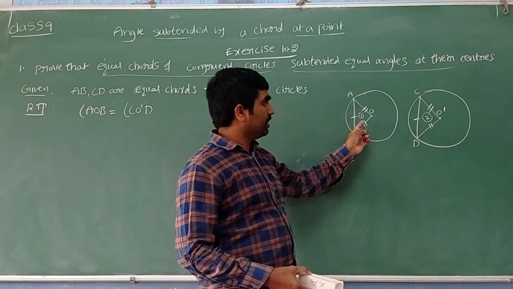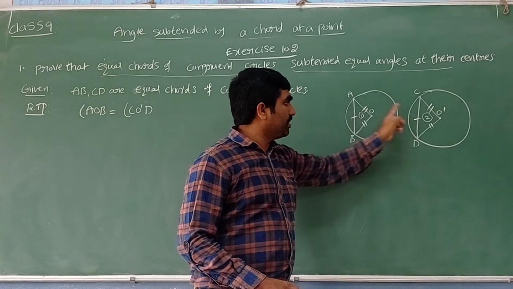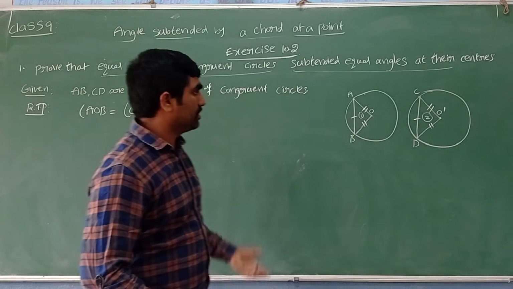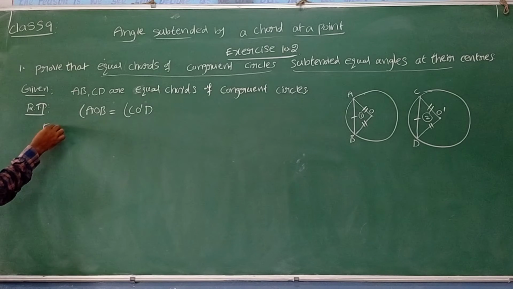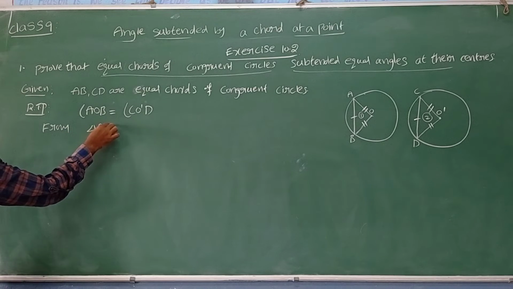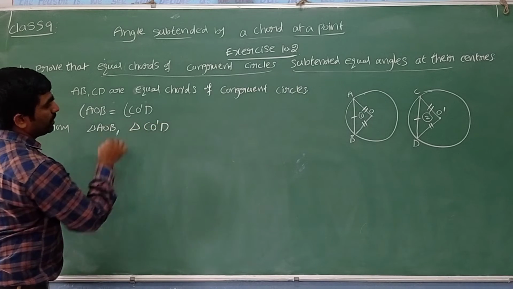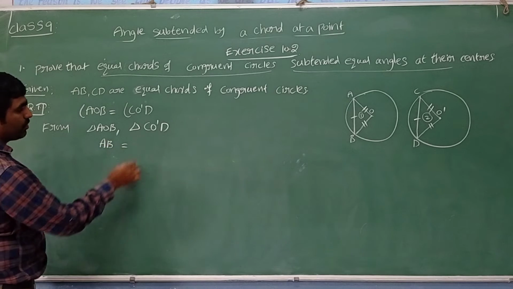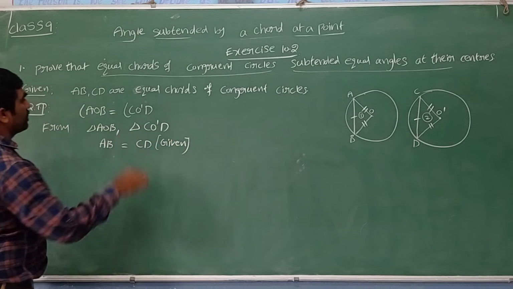Now directly we can say they are congruent by SSS criteria. One side, the chord, is equal, and they are congruent circles, so we can take the same radius. Now write the equal parts of both triangles. From triangle AOB and triangle CO dash D, I am taking two triangles. Now from this I write AB. Length of chord AB is equal to length of CD. The reason: in the question they said both are equal chords.